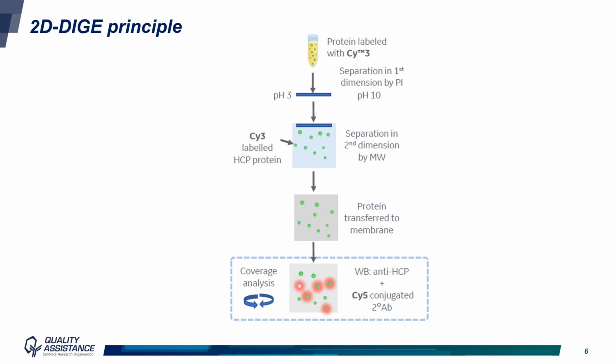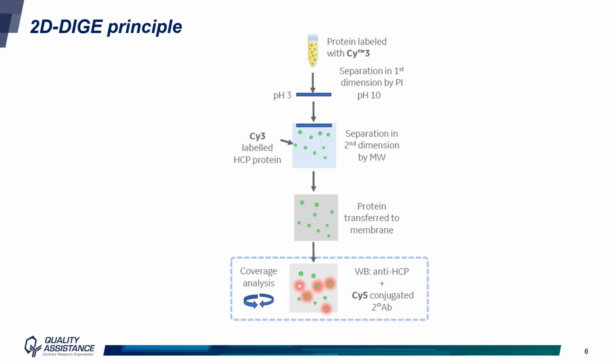Using the specific wavelengths of excitation and emission of each dye, it is therefore possible to measure the total number of spots on the total proteins image using Cy3 labeling, the number of spots recognized by the anti-HCP antibodies using Cy5 labeling, and the number of matched spots which are common to Cy3 and Cy5 images. The coverage can therefore be calculated using this information.